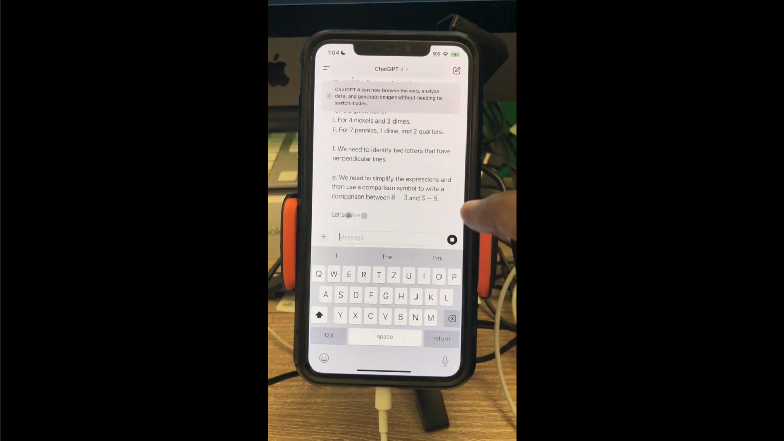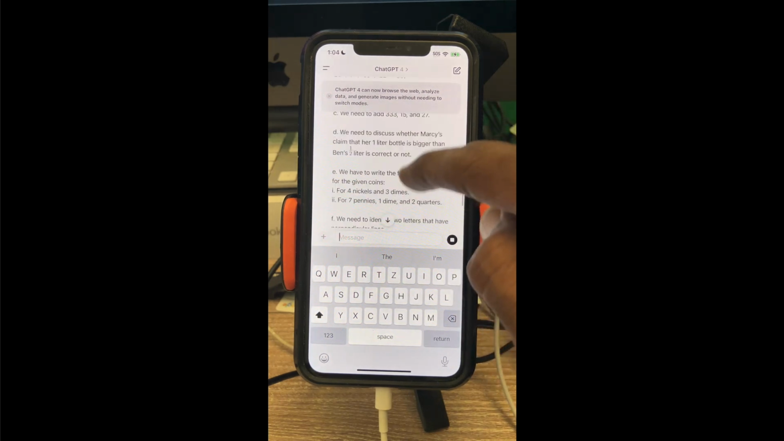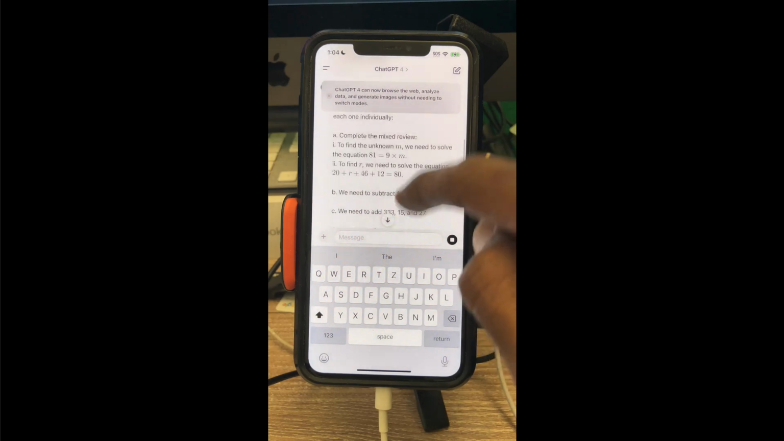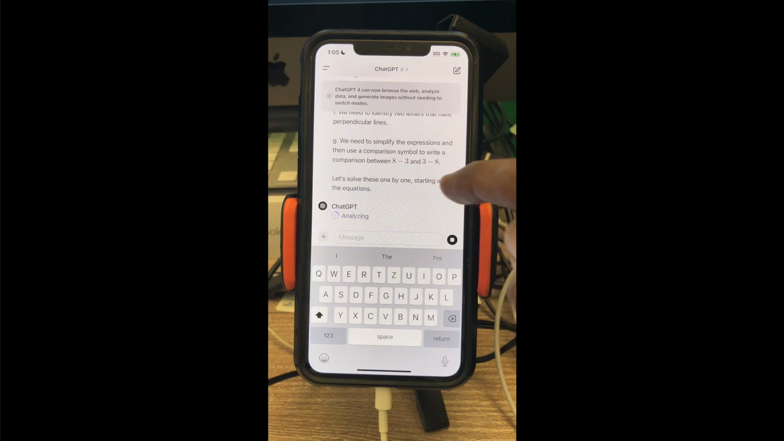And what is it saying? So here it has given us the complete solution. This is pretty interesting. It was able to solve, complete the mixed review, complete the subtraction. Now it is solving one by one, starting with the equations. As you can see, all I did is upload a very simple image, and ChatGPT was able to understand the image. It was able to extract the data, and now it is analyzing all of the problems.